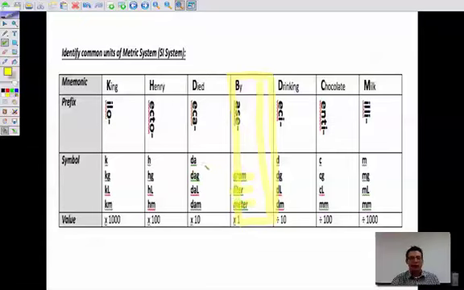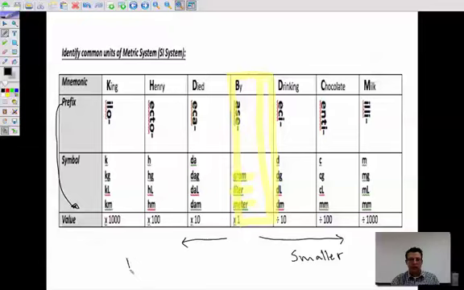I use a mnemonic device to help me remember the prefixes. King Henry died by drinking chocolate milk. Each letter stands for a prefix. A prefix indicates the value of that number. So King stands for kilo, Henry stands for hecto, and so on. Now, if you move to the right of the base, the numbers get smaller. If you move to the left of the base unit, the numbers get bigger.